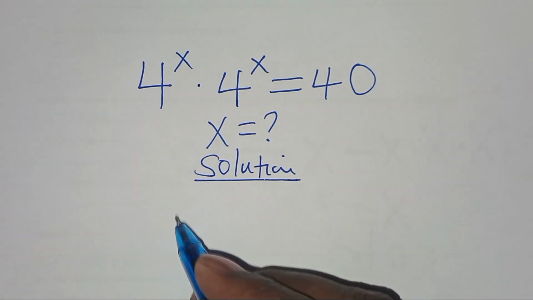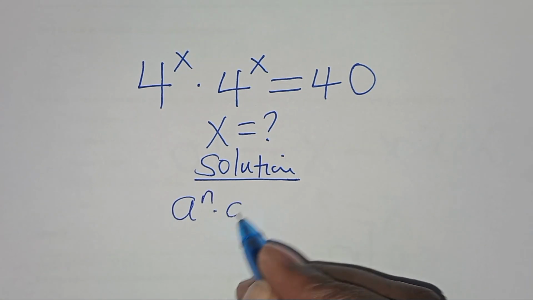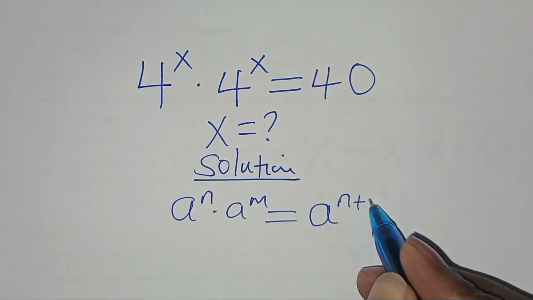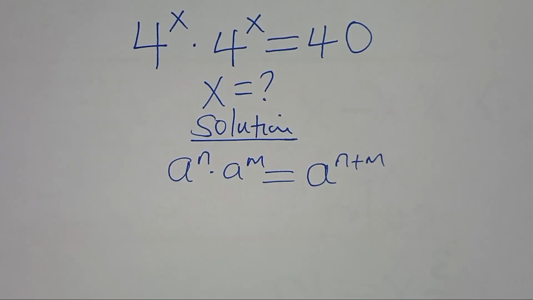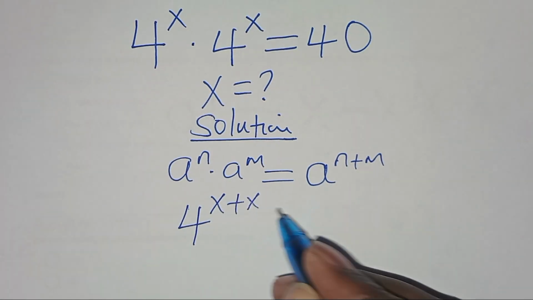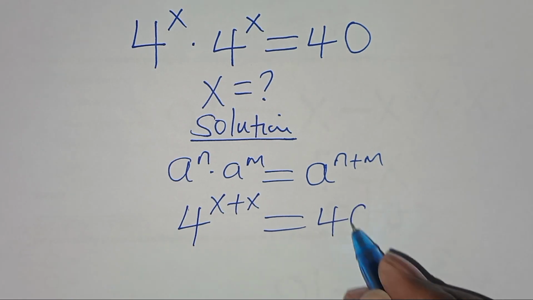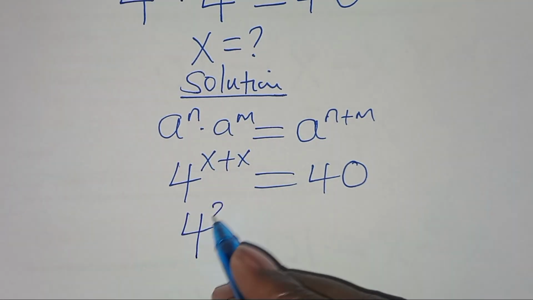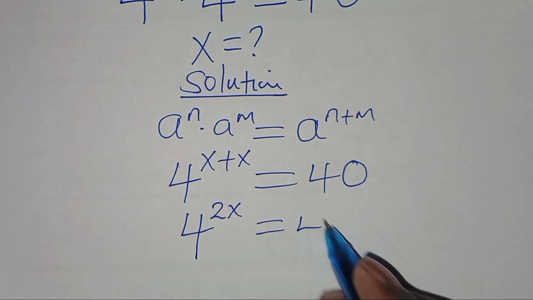This exponential equation is in the form of a to power n times a to power m, which essentially we can express as a to power n plus m. So this implies that here we'll have 4 to power x plus x. This is equal to 40. Now, here we have x plus x is 2x. Now, this is equal to 40.